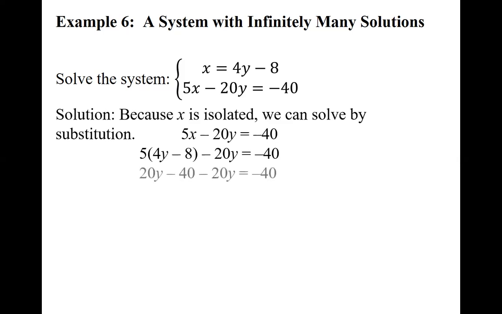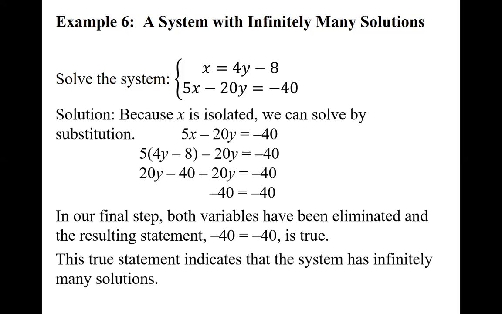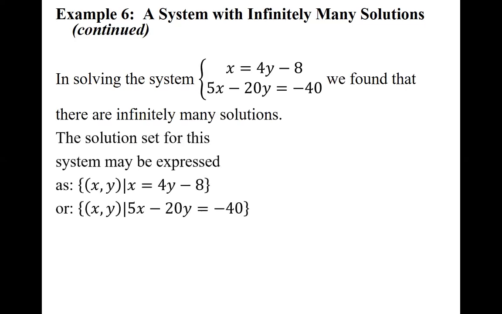Distribute to get rid of the parentheses: 20y minus 40 minus 20y equals negative 40. 20y minus 20y cancel each other out. Negative 40 equals negative 40. This is a true statement. Whether that true statement is negative 40 equals negative 40, or if you add 40 to both sides for some reason to get 0 equals 0, true statements. Because it's always true, that means we have infinitely many solutions. That means these were actually the same line.